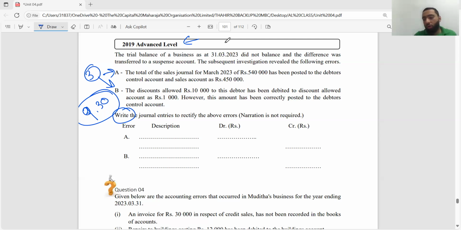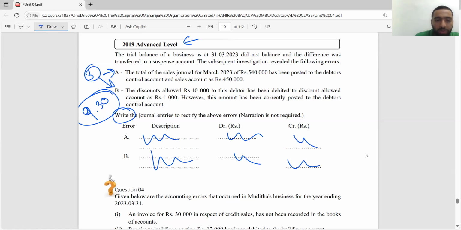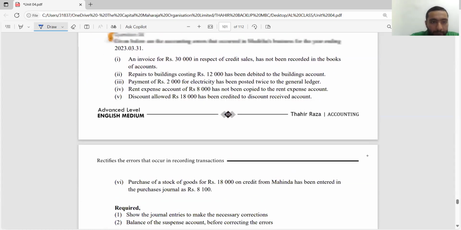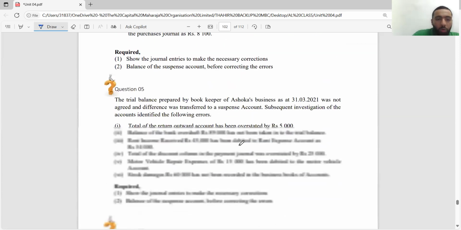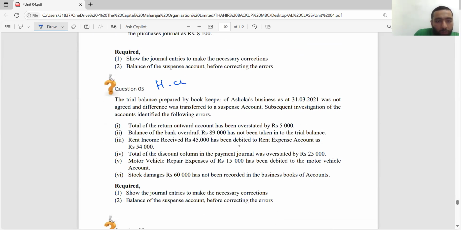Okay. So Ziana and Lakshini both have given the correct answer. I don't think I need to explain again. So this question number 4 is homework for you. Question number 5 again is homework for you, for when we are meeting tomorrow.